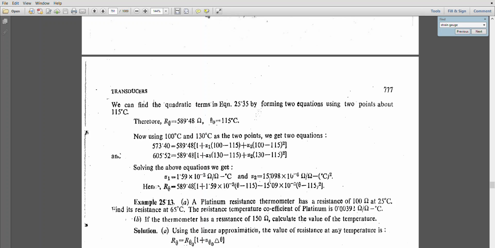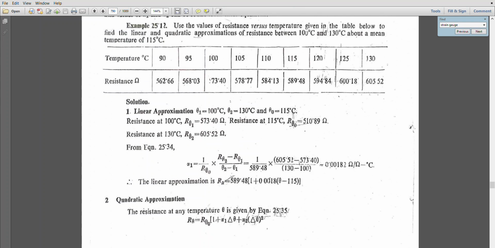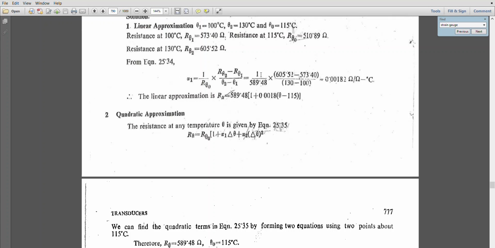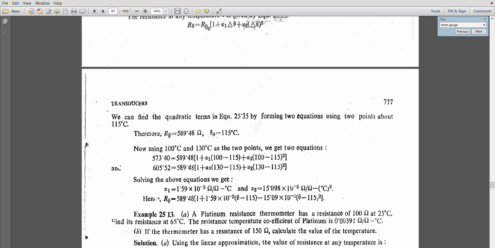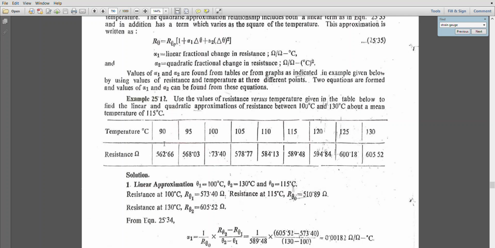Now you will get values up to two decimal places. Up to 0.77 you will get a correct value of your resistance when you substitute any of those values into this equation. See, all these are numbers except theta. When you substitute theta here, which can be 90 or something, you will get R theta, which is 562.66.